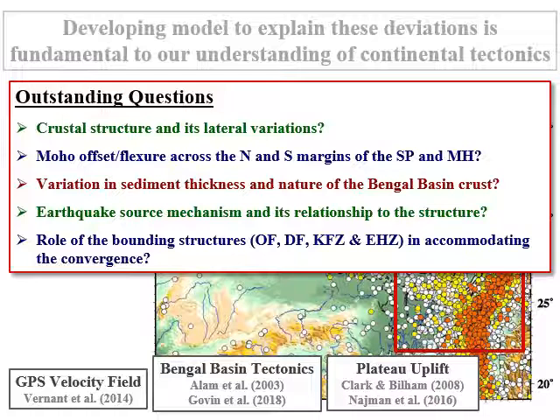The fourth one is, what is the mechanism of the earthquakes in this region, and what is the relationship between the earthquake source mechanisms and the structure in this region? And the fifth one is, what is the role of the bounding structures, the ones which I had pointed out in the map previously, like the Oldham fault, the Dauki fault, the Kopili fault zone, and the Eocene hinge zone in accommodating the convergence? Once we have answers to these questions, we can combine them with the previous studies on GPS velocity field, the Bengal Basin tectonics, and the plateau uplift from low temperature geochronology, so as to provide a kinematic model across this region.